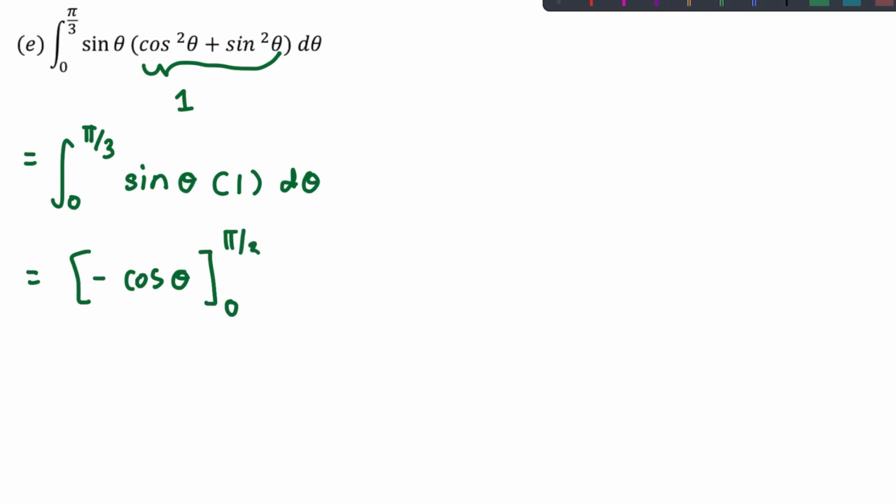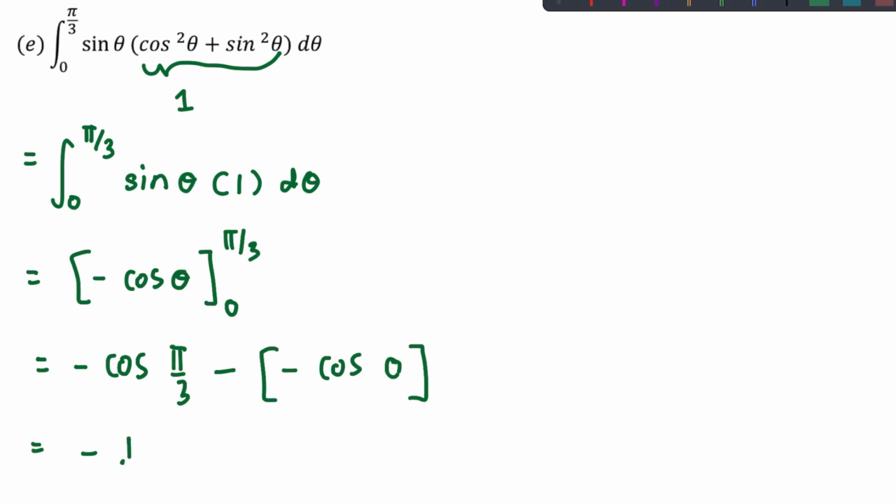Now again, you simply substitute your boundaries, which is upper boundary minus lower boundary. So negative cosine pi over 3 minus, in the inner bracket, negative cosine 0. Cosine pi over 3 is basically cosine 60 degrees, which gives you half. Minus and minus will give you plus. Cosine 0 will give you 1. So if you add the two terms, you're going to have half. So that is your final answer.